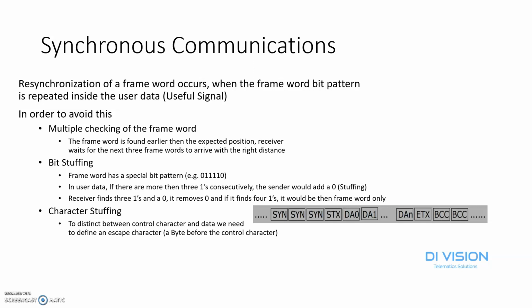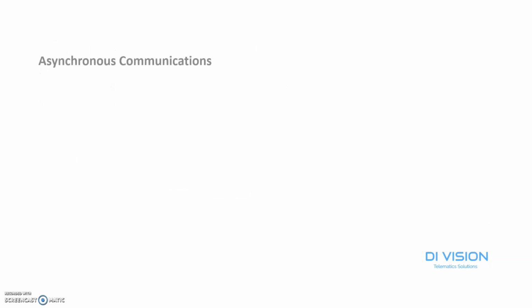And an escape character, a specific byte pattern, would be placed before the control characters like start of transmission, end of transmission, and block check character. So the receiver knows that the coming code is a control character and it is not user data.